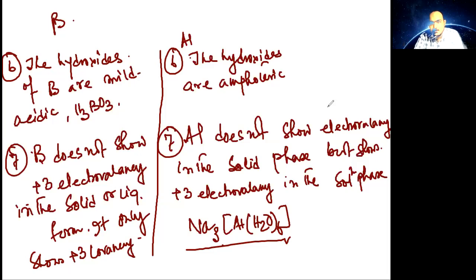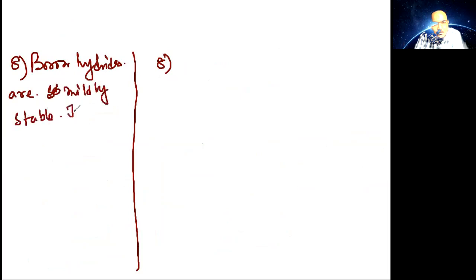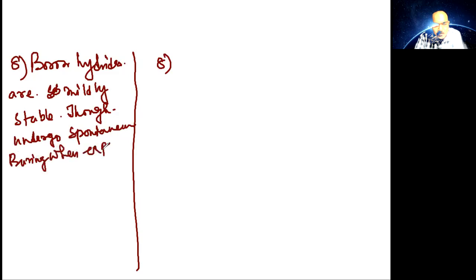Now number 8. Boron hydrides are mildly stable, though they undergo spontaneous burning when exposed to air.